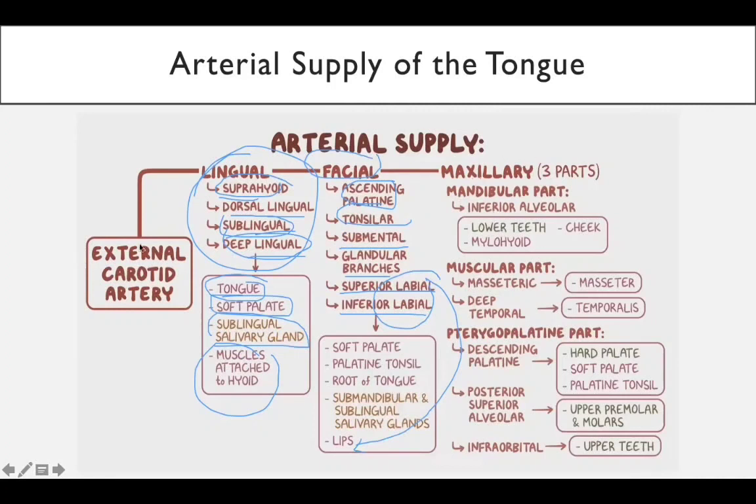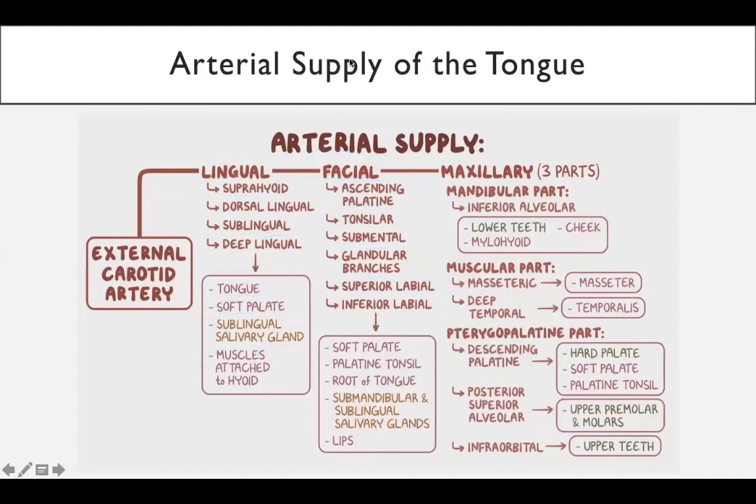Okay, now we go to the third part of this arterial supply of the tongue, which comes from the external carotid, the maxillary part. And the maxillary part is still divided here. There is the mental part, there is the muscular part, there is the pterygopalatine part. So the mandibular part, as you know above, superiorly there is the maxilla, and inferiorly there is the mandible. So the inferior alveolar part, where the teeth are attached to the mandible. So there is the mandibular part. These are the lower teeth. They supply the cheek. And mylohyoid.